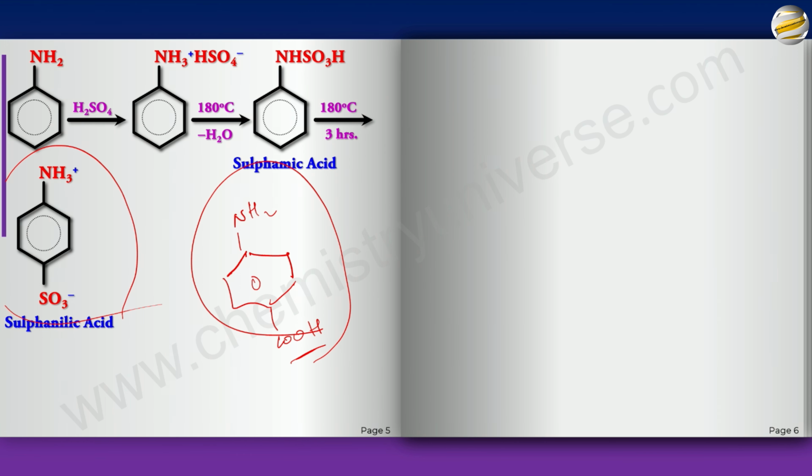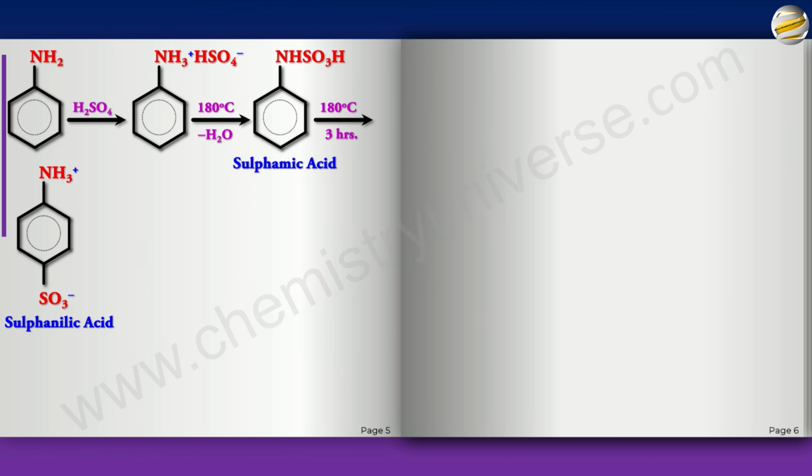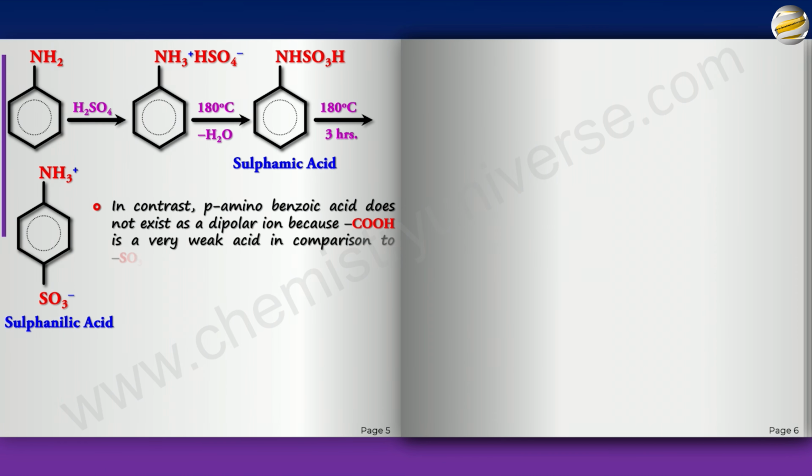Even though you can assume that this is acidic, it is not acidic enough to give the proton to NH2. In contrast, para-aminobenzoic acid does not exist as a dipolar ion because the COOH is a very weak acid in comparison to SO3H and is unable to transfer a proton to the weakly basic NH2 group.